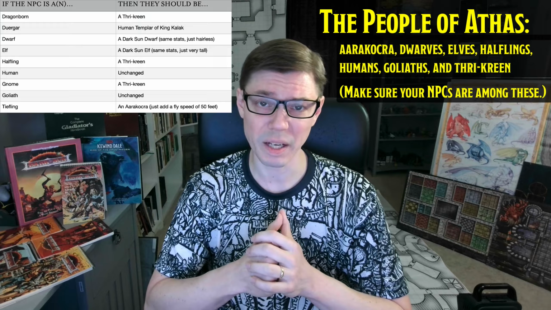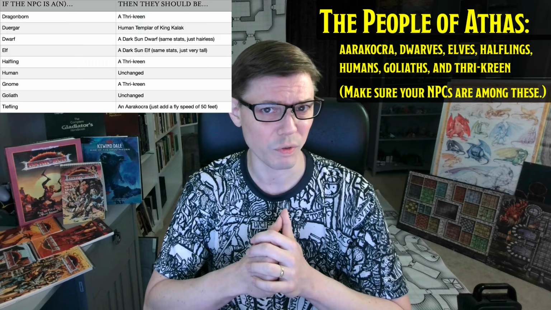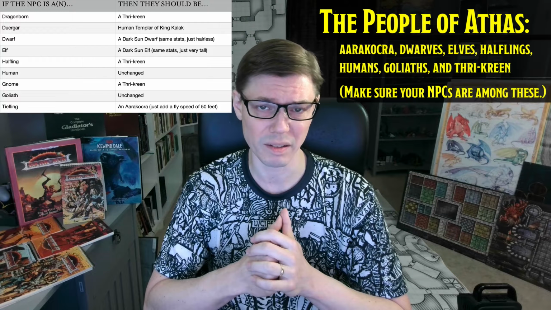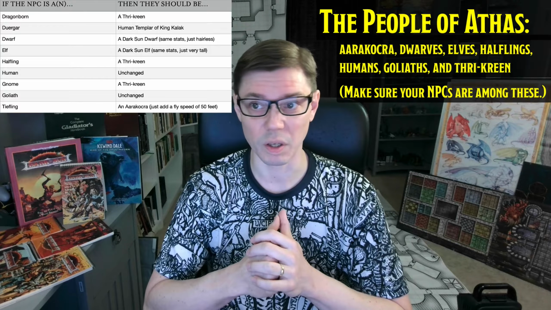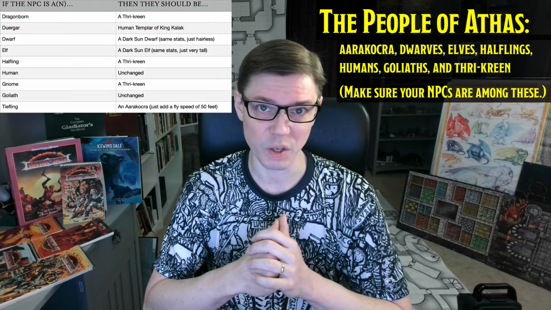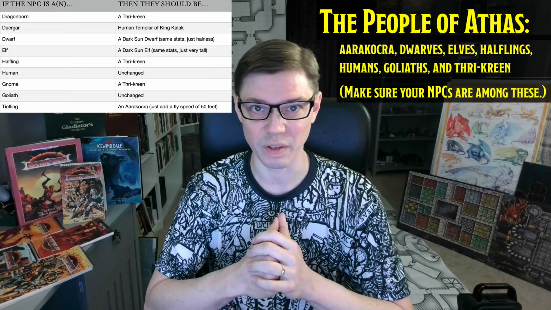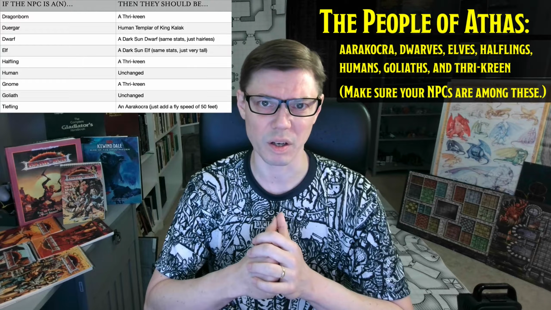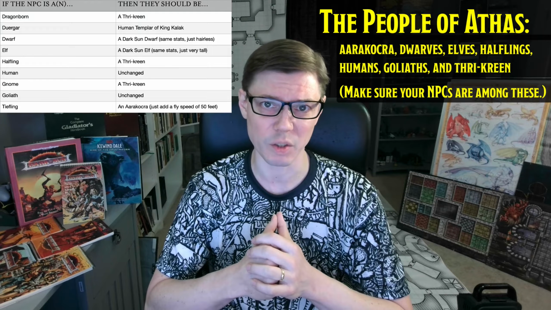When it comes to human NPCs, just keep them as humans. When it comes to gnome NPCs, what few there are, just turn them into Thri-kreens again. Goliaths will remain absolutely unchanged, since, after all, Dark Sun has extra big humanoids. And when it comes to tieflings, and there are a few cool tieflings in this adventure, we're just going to replace them with Aarakocra. We're going to keep the exact same stats for them, but add a flying speed of 50 feet.